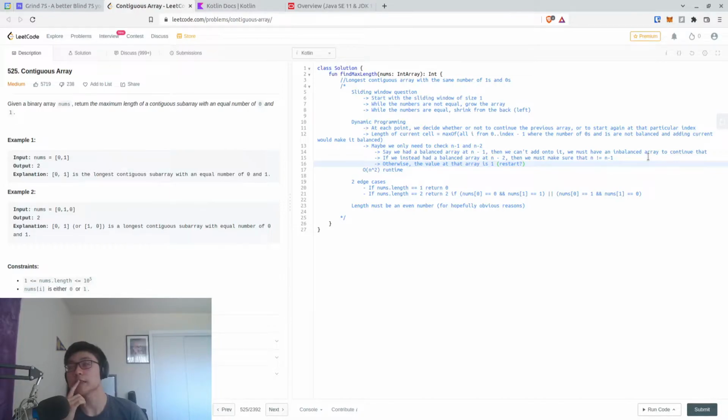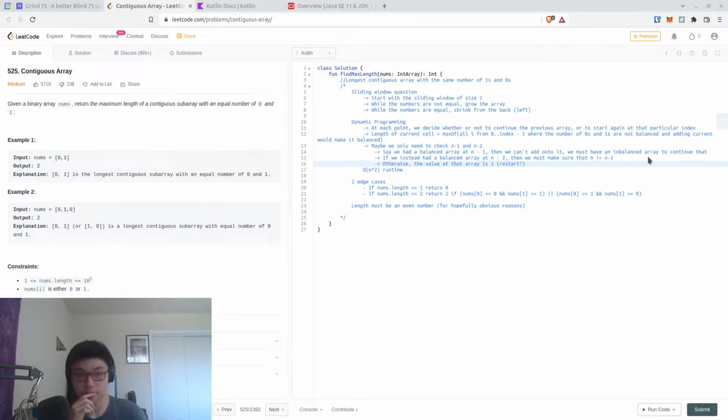Do we need to check n minus 3? N minus 3 would only work if it was imbalanced. And if n minus 3 is imbalanced, then we need to make sure that within n minus 2, n minus 1, and n, we have at least 3 values, or 2 values, which are the missing values, and we must have an imbalance of no more than 1.